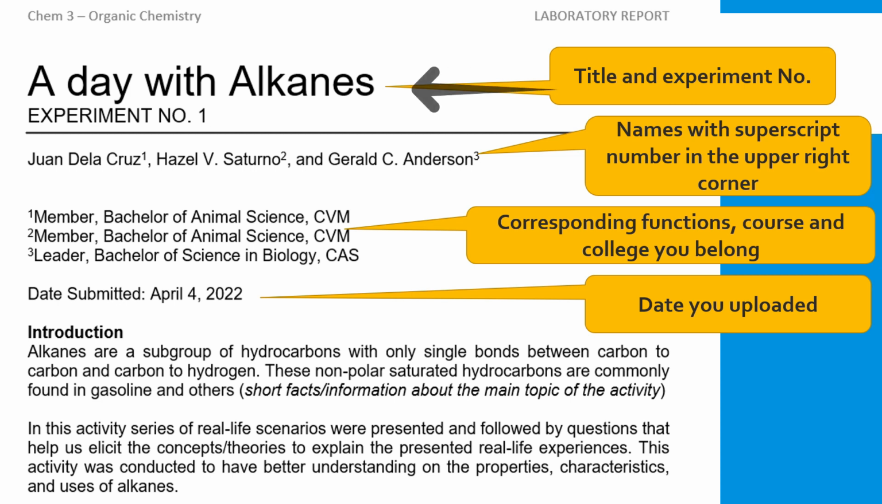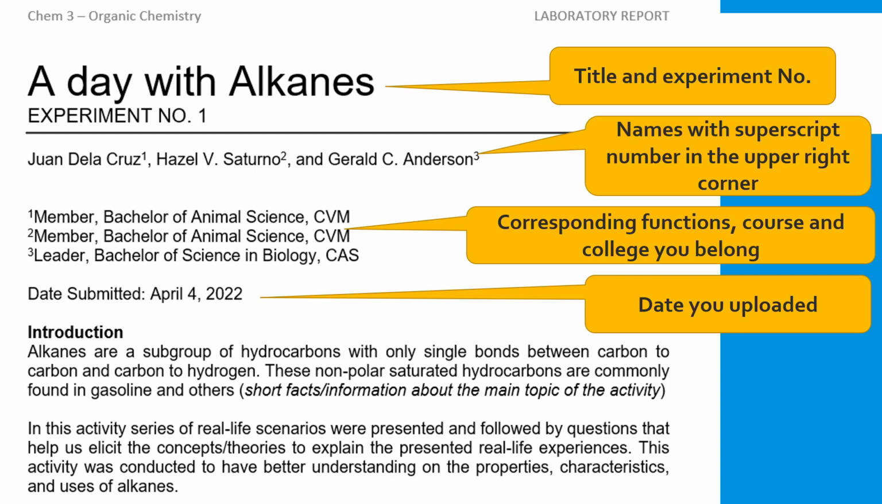Okay, so we have here first the title of the experiment. The title of the experiment, so "A Day with Alkenes". So here the experiment number 1, and then here you will have your names. You might notice that each name has its number in the upper right corner. So 1, 2, 3. For example, you see 1 De La Cruz 1, Hazel Saturno 2, Gerald Anderson 3.